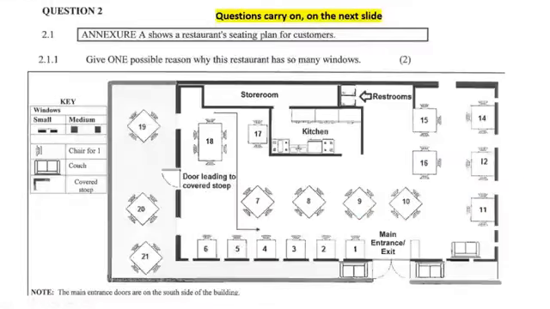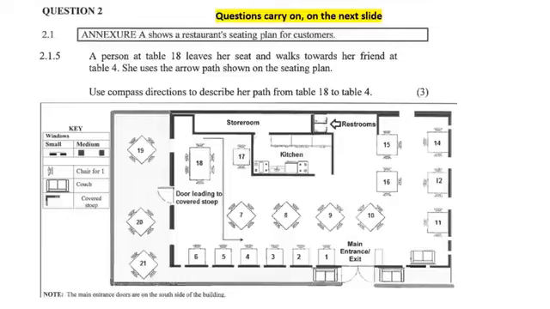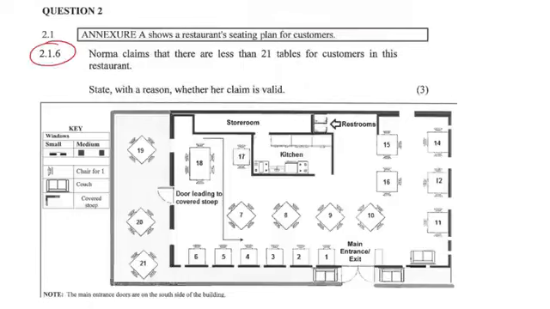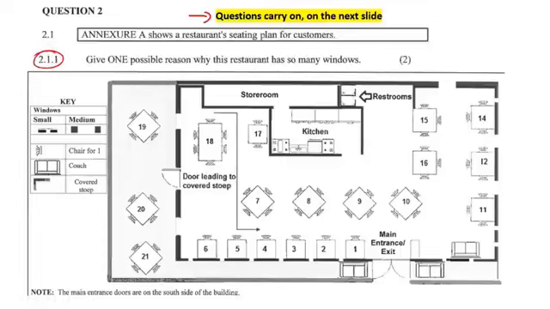With this question, the first thing I want to let you know is that the questions do carry on. So here's the first question, the next one, the next one, the next one, and then lastly. So there are 6 questions we're going to be looking at. Let's see what this is all about. It says Annexure A, which is this one, shows a restaurant seating plan. So we are looking at the view of a restaurant where people go to have food.